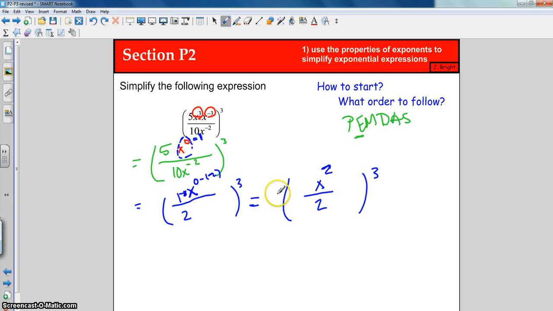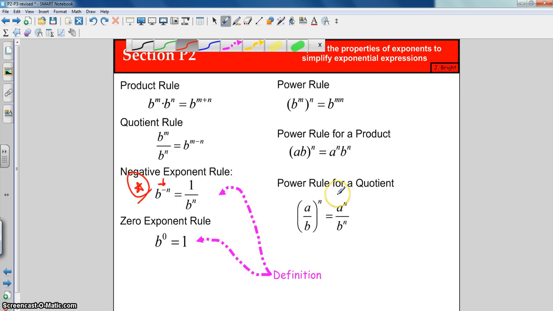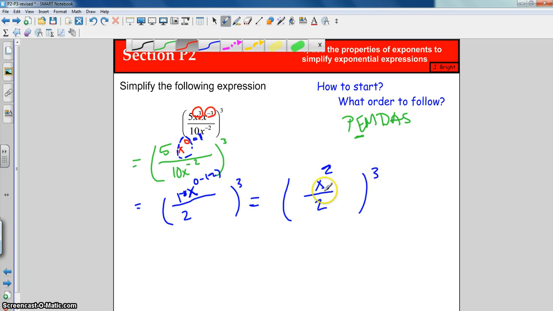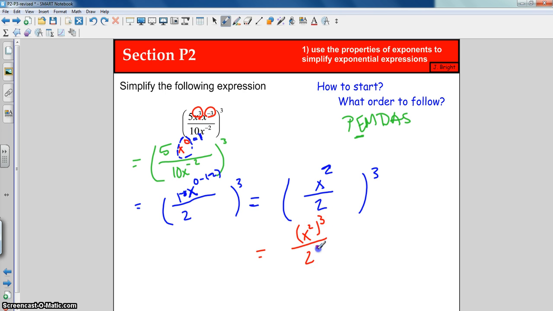Can I simplify this further? No. So what I'm going to do now is use the power rule for a quotient, and distribute the 3. So this is going to be equal to x squared to the third power all over 2 to the third power. And when I do that, the power to a power rule says I have x to the 6th, multiplying the exponents, or the powers, and then 2 to the third is 8. And that is the end of that problem.